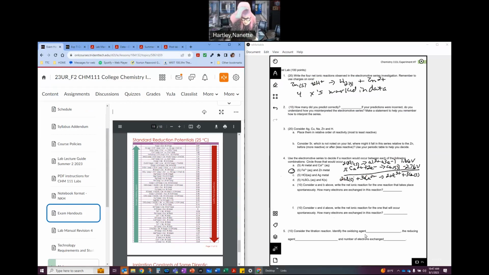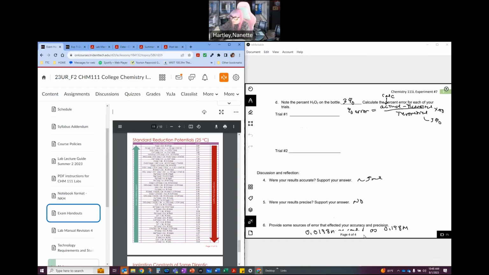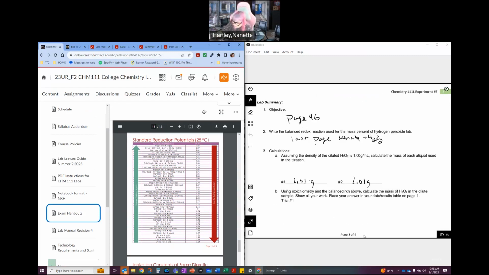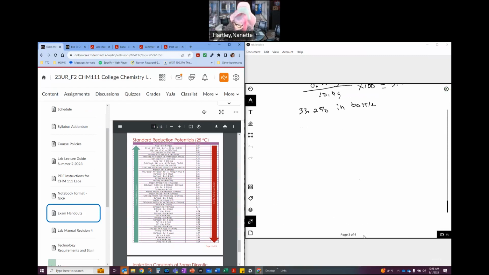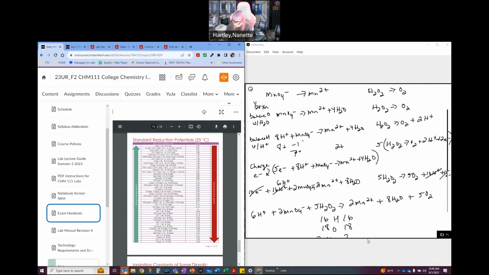Consider the titration reaction. Identify the oxidizing agent. Well, let's go back to our summary and look back here at our balanced equations, where we did our balancing. It asked me about the reducing agent and oxidizing agent. Agents are always reactants. When we talk about our agents, we want to talk about who did what.